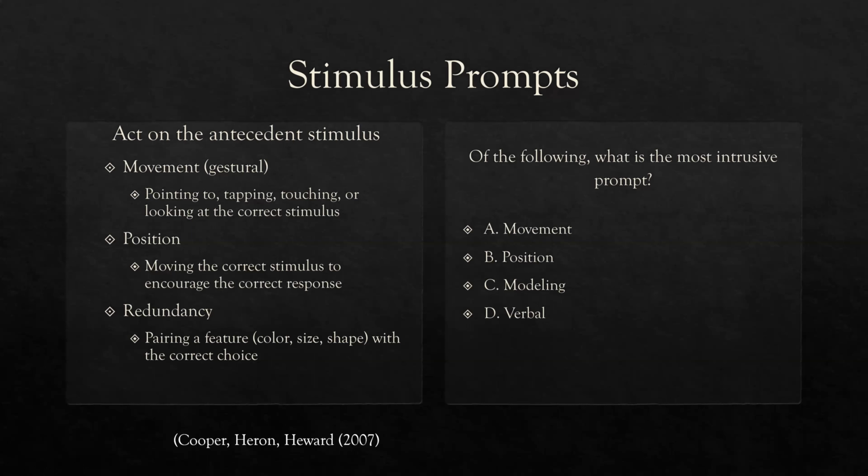So, of the following, what is the most intrusive prompt? A movement prompt, a positional prompt, a modeling prompt, or a verbal prompt? In general, your hierarchy is always going to start with our full physicals and our partial physicals, go into modeling, and then go down from there. Modeling, although not physical, is extremely intrusive. Stimulus prompts are much less intrusive because you're not actually acting on the response, right? You're just adjusting the antecedent stimulus.